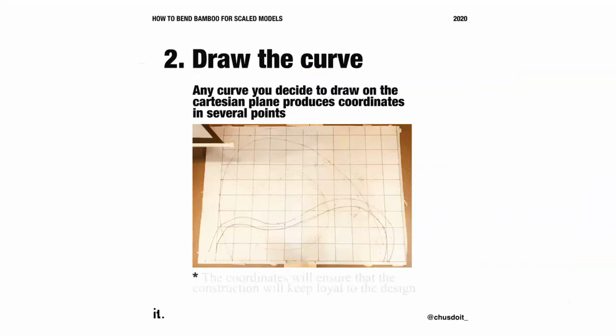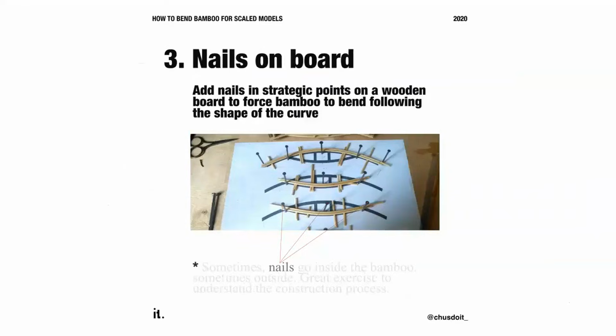Step 3. Add nails into the wooden board to force the bamboo to bend following the shape you drew earlier. Sometimes the nails go inside the bamboo, sometimes outside. This is a great exercise to understand the build process.